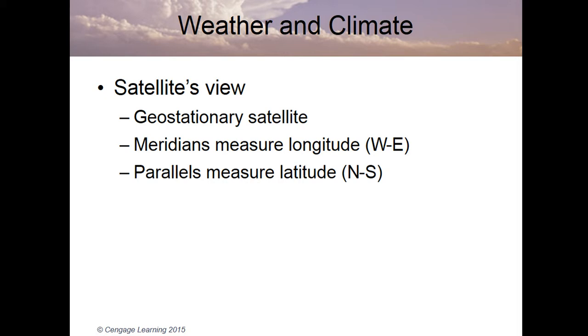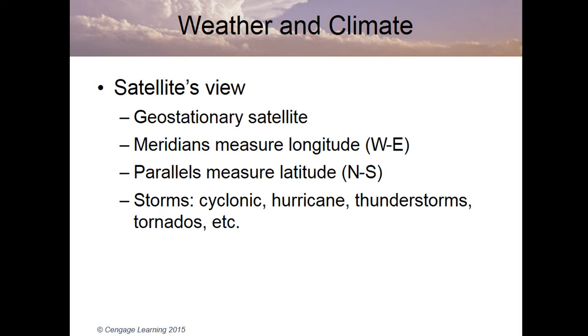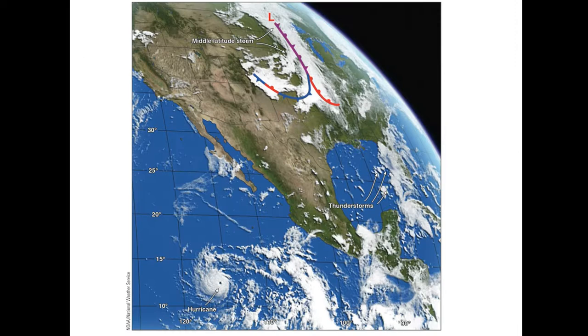Whereas polar-orbiting satellites, here we're going either along meridians or parallels, are orbiting the Earth in great circles around the Earth at various latitudes and longitudes. And so they're able to see big storms like hurricanes and mid-latitude cyclones.